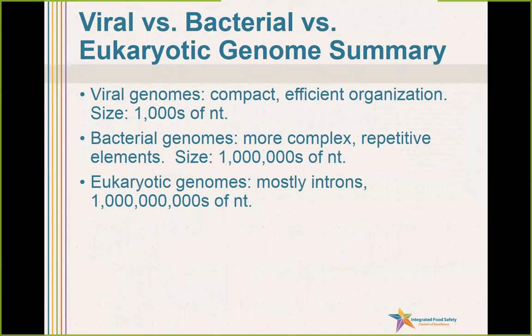In general, these are the differences in size between viral, bacterial, and eukaryotic organisms. Viral genomes are compact with efficient organization and are the smallest. Bacterial genomes are more complex with repetitive elements and are larger, and eukaryotic genomes are huge and mostly introns.